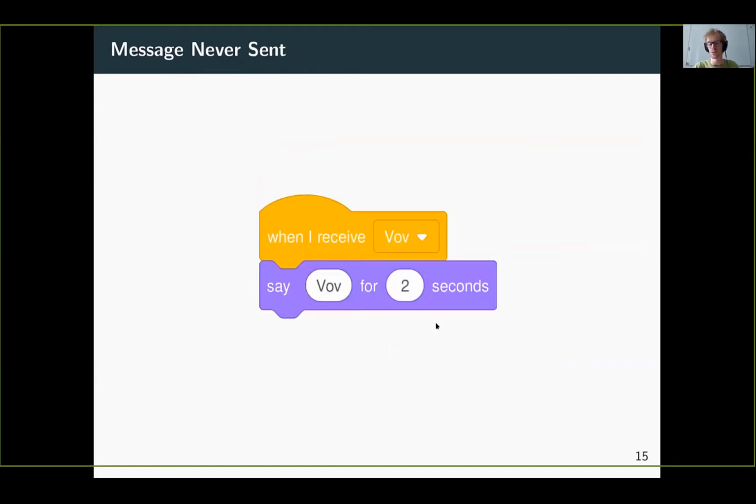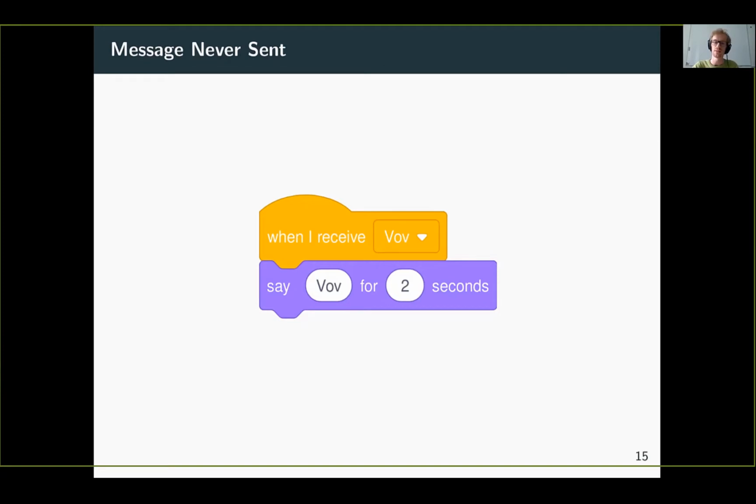And corresponding to this is the opposite, where we have a message never sent bug. This was taken from a game where there was a dog, and the dog was waiting for a message woof. And when the message was received, the dog was barking. But if the message was never sent in the first place, the dog couldn't do what it was supposed to do, so it was simply a dead sprite.